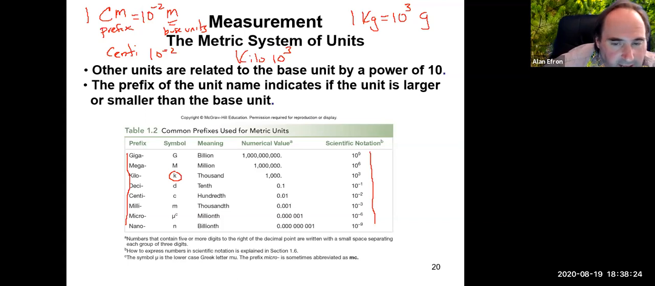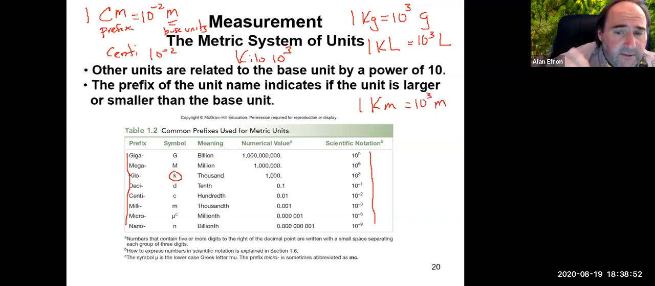So if I want to know how many kiloliters there are in a liter, there would be 1 kiloliter in 10 to the 3 liters. If I want to know how many kilometers there are in a meter, again, kilometers being our prefix unit, meters being our base unit, there would be 1 kilometer is 10 to the 3 meters. So very important when you use these prefixes that you do it correctly. And again, I can't emphasize this enough. Very, very common error that people make is doing it backwards.